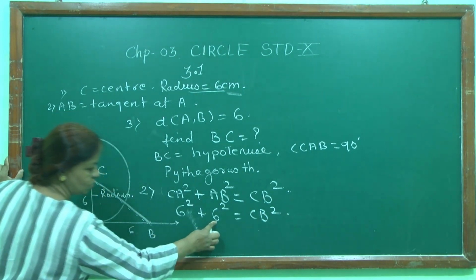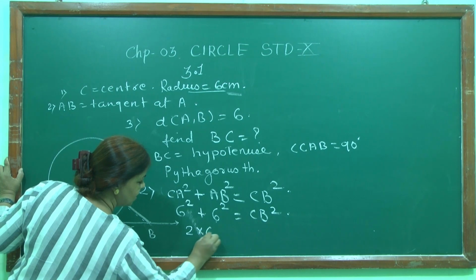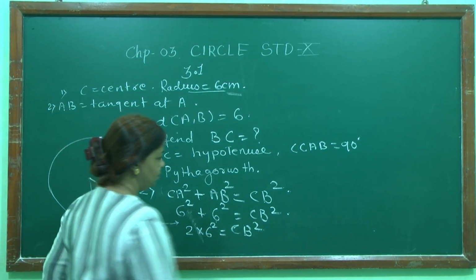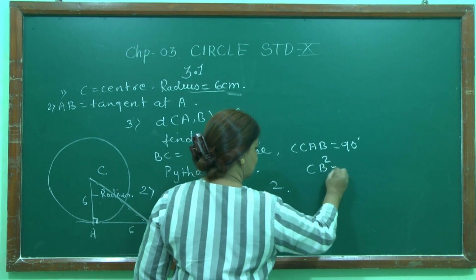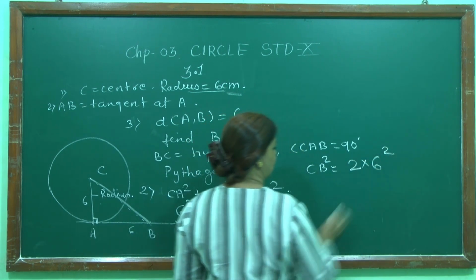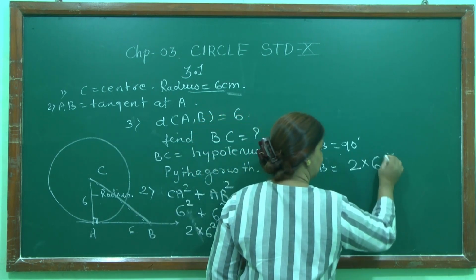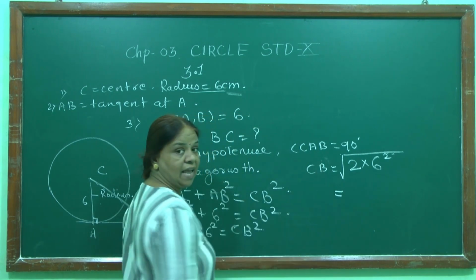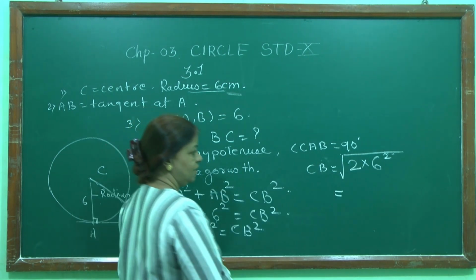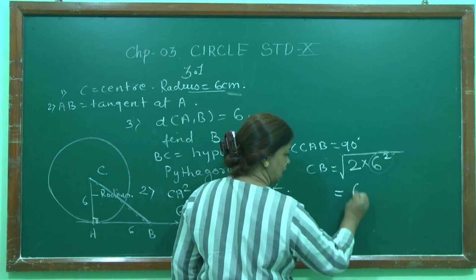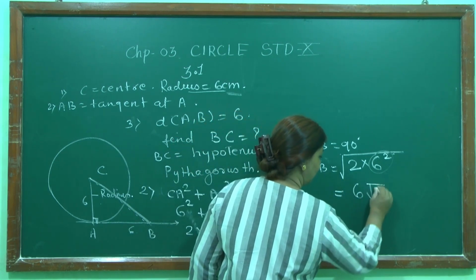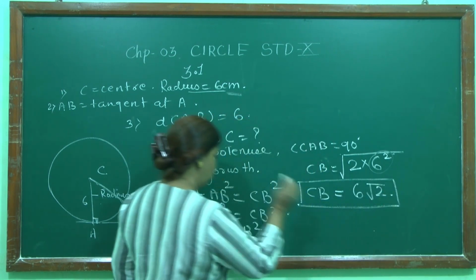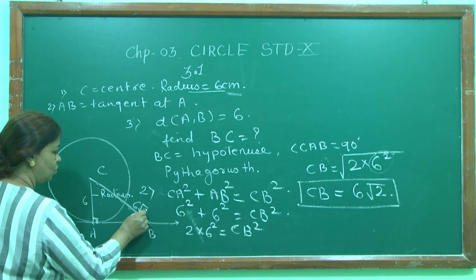Now 6 square, one time 6 square plus one more time, 2 times 6 square, is equal to CB square. Now I can remove the square. CB square is equal to 2 times 6 square. I will be removing the square and placing the square root on the other side. This is a square, so 6 can come out and 2 will stay inside the root. So CB is equal to 6 root 2.